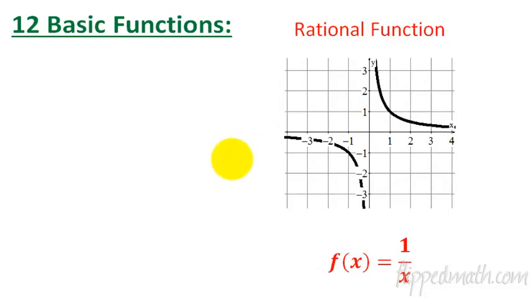Then we get to the rational function, and this is asymptotic, meaning that we have some asymptotes that go up and down right here, right in the middle, both left and right, horizontally and vertically. And then the parent function's equation is 1 over x. That's the original parent graph.